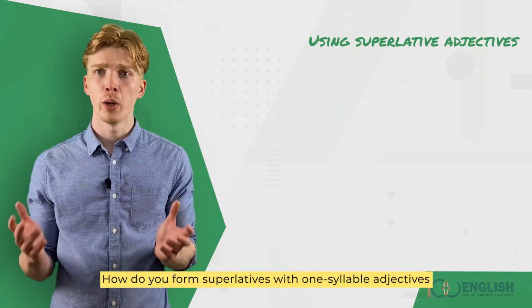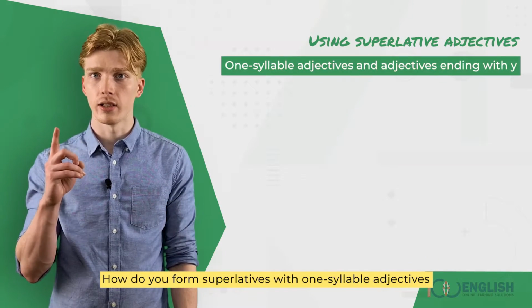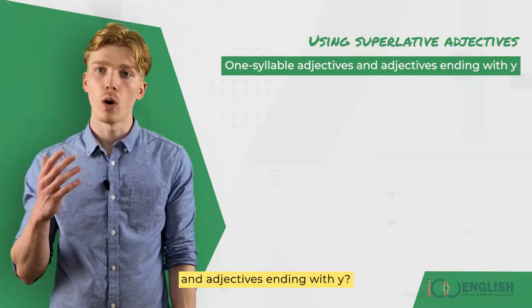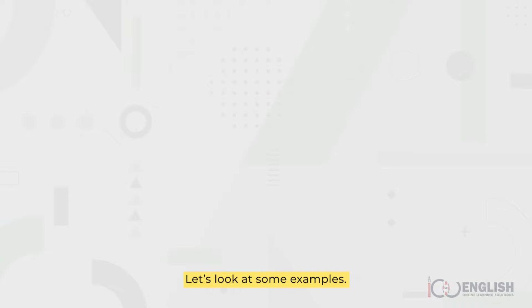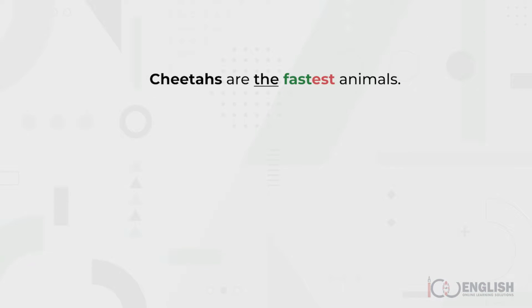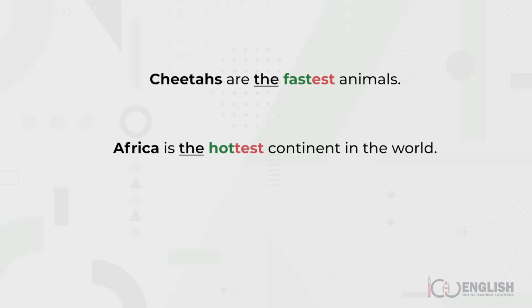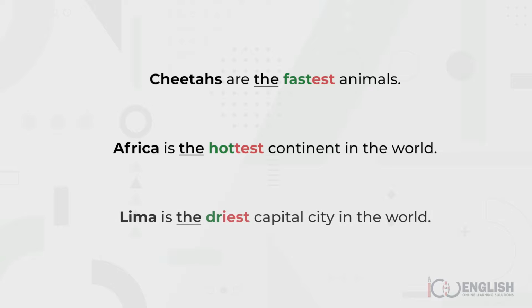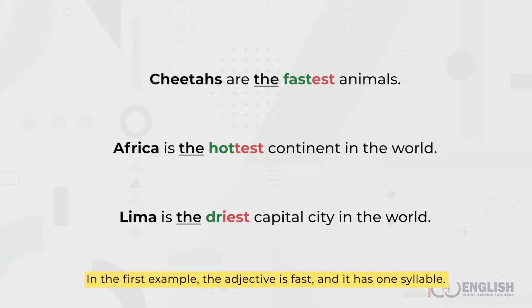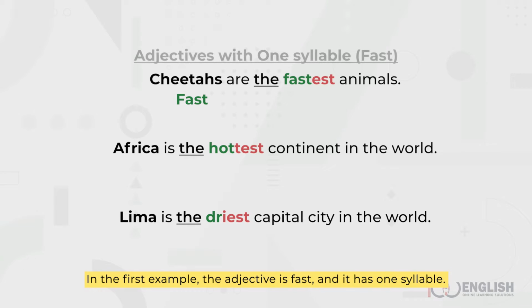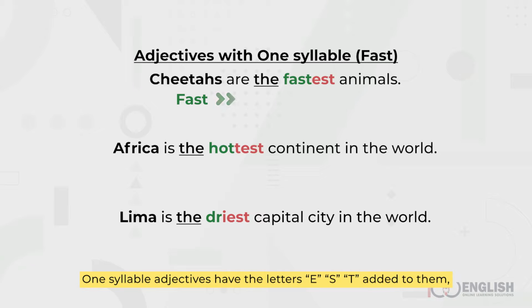How do you form superlatives with one-syllable adjectives and adjectives ending in Y? Let's look at some examples. Cheetahs are the fastest animals. Africa is the hottest continent in the world. Lima is the driest capital city in the world. In the first example, the adjective is fast and it has one syllable. One-syllable adjectives have the letters E, S, T added to them.